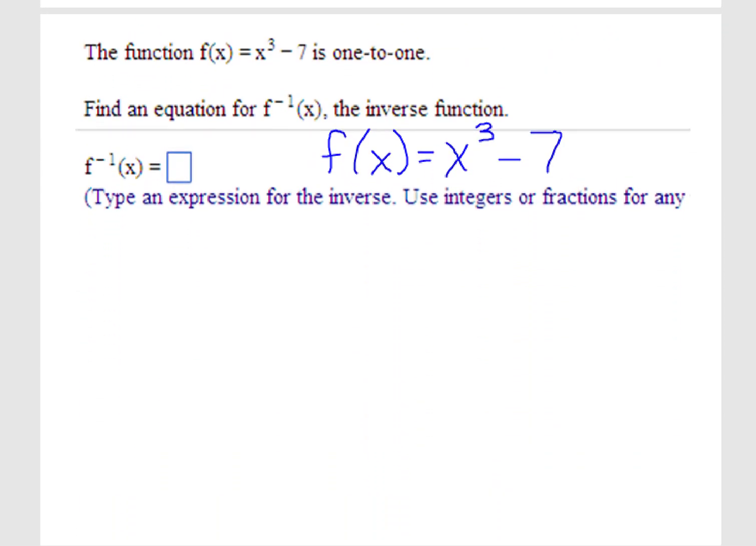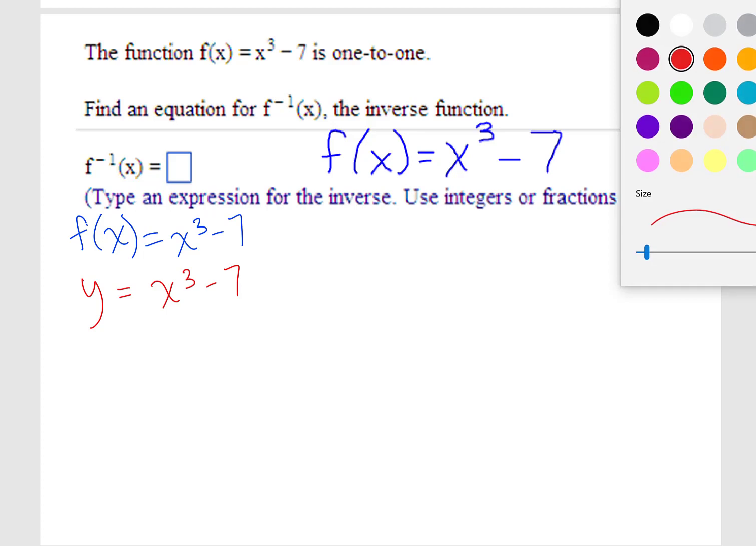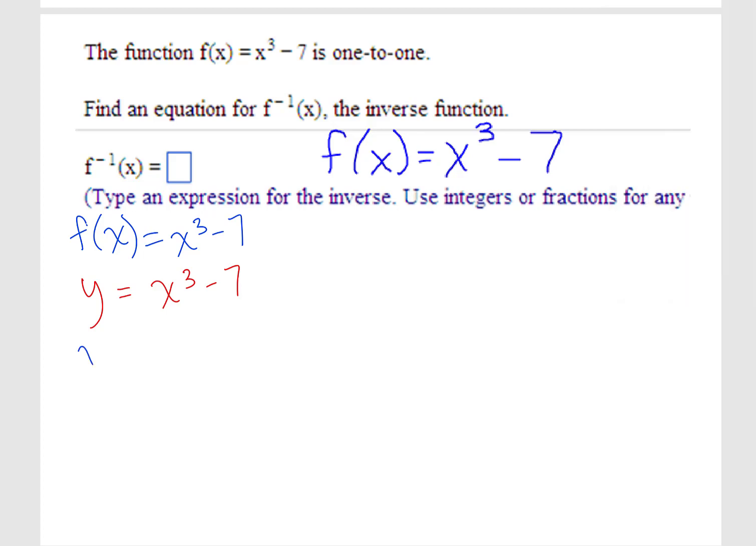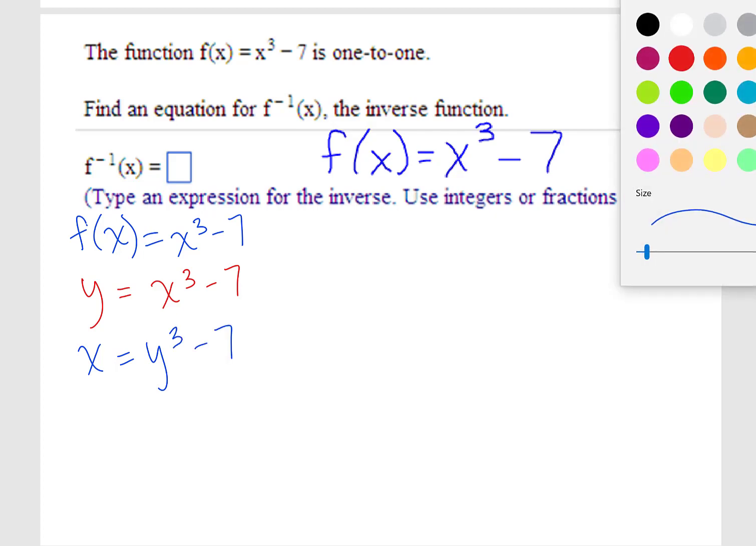Okay, the function f of x equals x cubed minus 7, and it is a 1-to-1. That's their way of telling us there is an inverse function to this. So they tell us to go ahead and find the equation for the inverse of f of x, the inverse function. All right, so let's write the function down first. f of x equals x cubed minus 7. Our very first step is to replace f of x with y. Our next step is to switch x and y. Our next step is to solve for y.